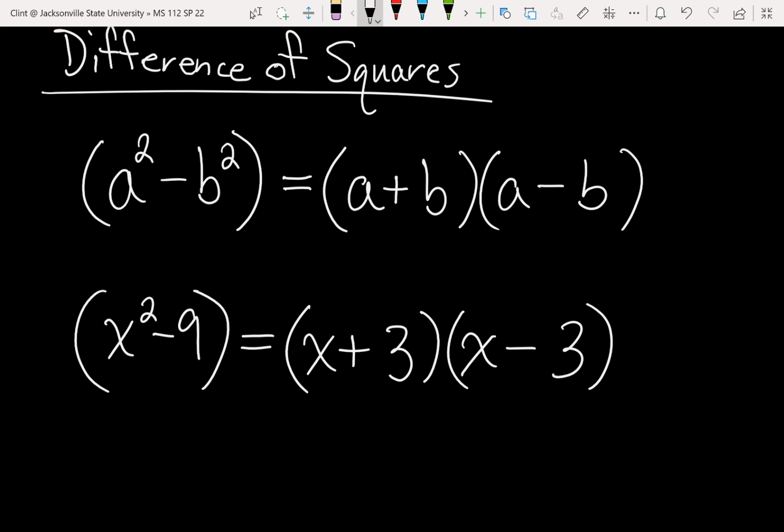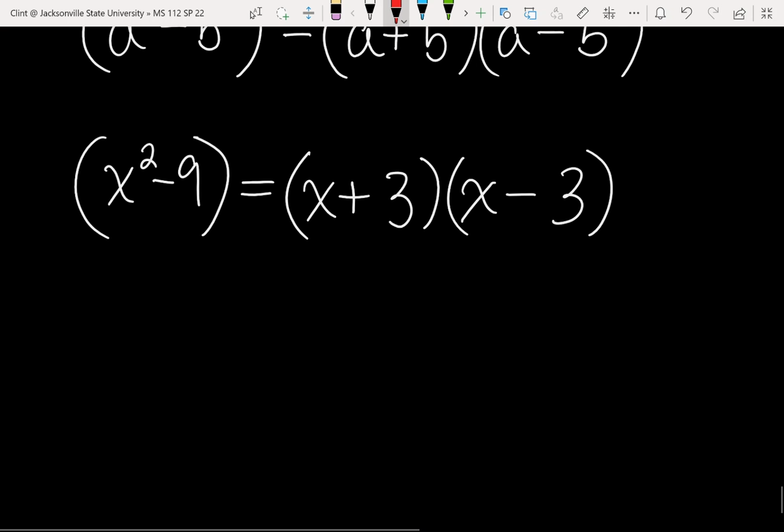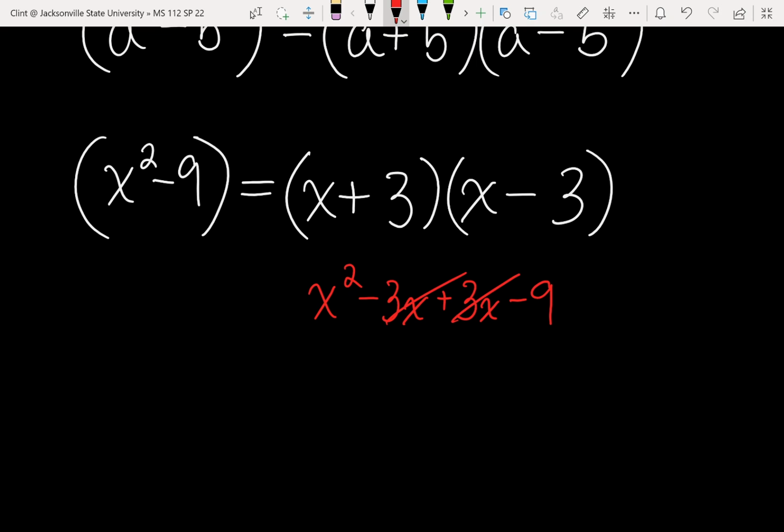You can check it if you want to, using the FOIL method. So x times x is x squared. x times negative 3 is negative 3x. 3 times x is positive 3x. Positive 3 times negative 3 is negative 9. Middle terms cancel out.